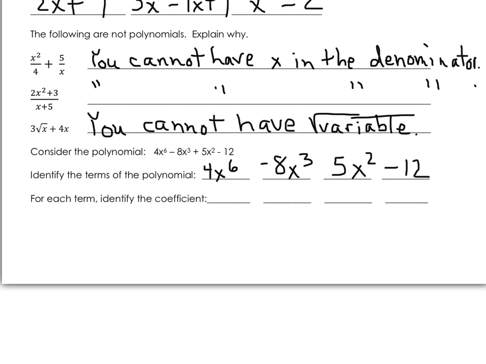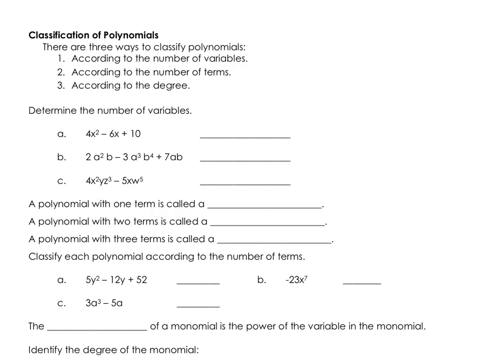For each term, identify the coefficient, or the numerical coefficient, it's sometimes called. That's the number that is multiplied times the variable. So 4, negative 8, 5, and negative 12. There are 3 ways to classify polynomials: according to the number of variables, according to the number of terms, or according to the degree. We'll discuss each of those.